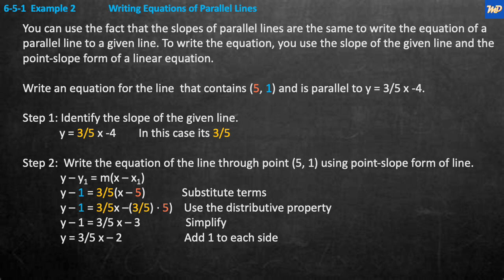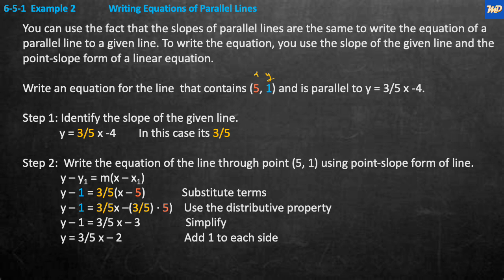So write an equation for the line that contains the point 5, 1 and is parallel to y equals 3/5 x minus 4. And you know that in the point 5, 1, the x value is the 5 and the y value is the 1, right? So keeping that in mind, the 5 is x and 1 is y.